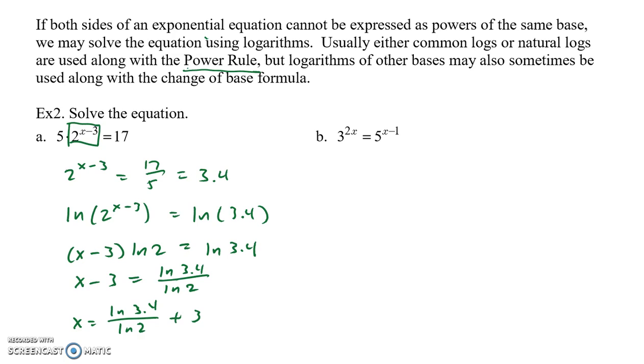Then we can use a scientific calculator to approximate this. You should verify that to the hundredths place, that approximates to 4.77. So if x is about 4.77, then the exponential expression 5 times 2 to the x minus 3 will be approximately 17.